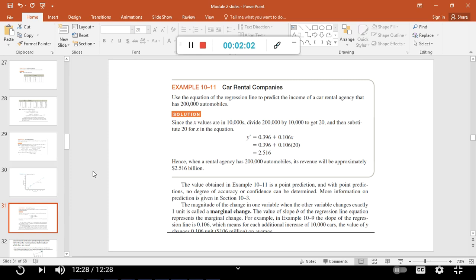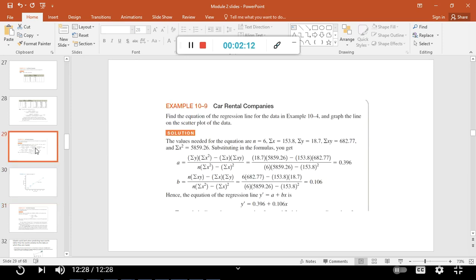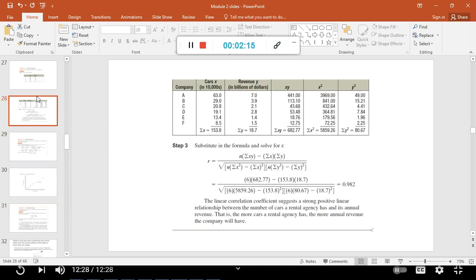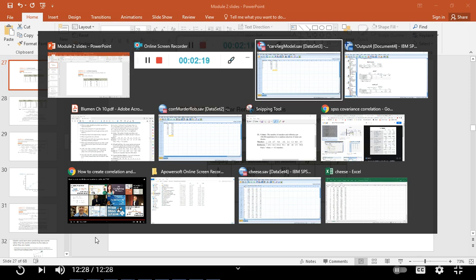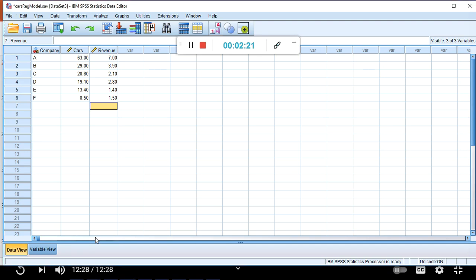And so this was example 1011. It does come from the Blumen book, and they're just plugging in values here, so that's not an issue. But yeah, I'm going to reproduce this in SPSS. Okay, so I typed in the data, hopefully correctly, I think so. And it's called CARS Reg Model. I'll put this on Canvas for you as well.